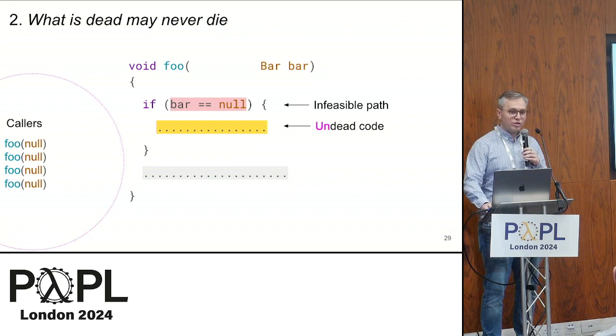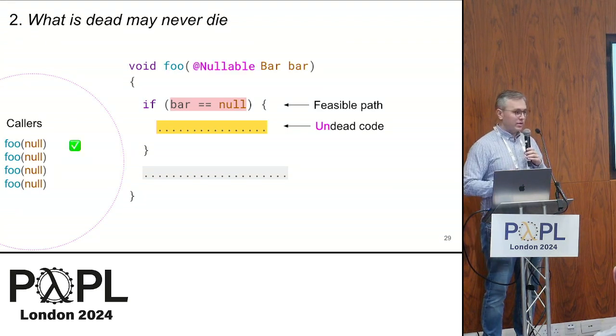I guess the more constructive way to deal with these situations is to instead just change the signature if the rest of the method actually allows it, so that you turn this infeasible path into a feasible path, but also type check all these calls so they don't produce an error.